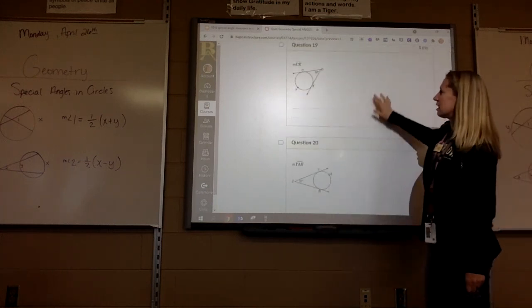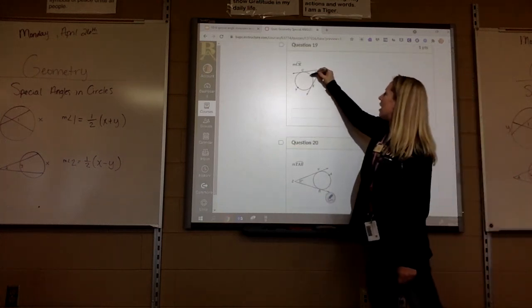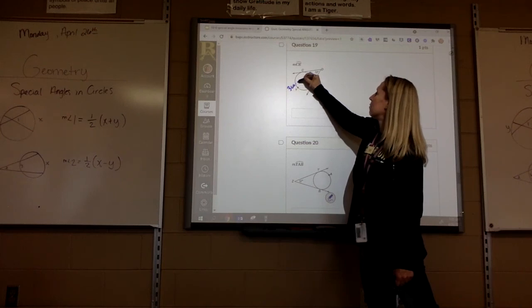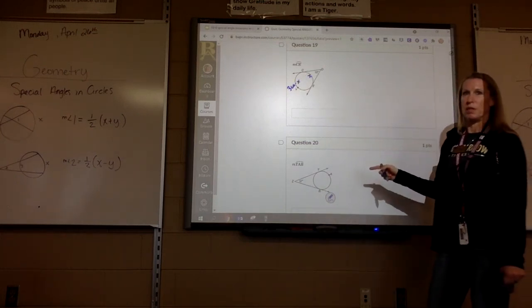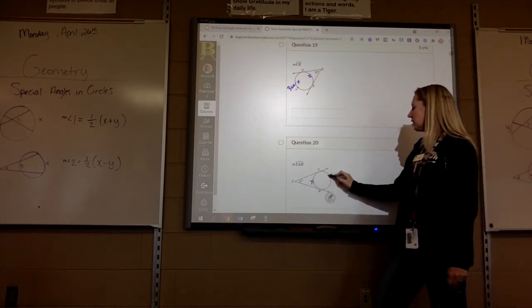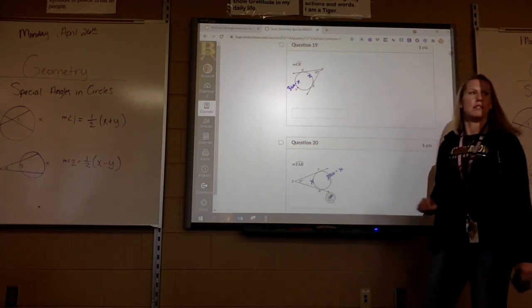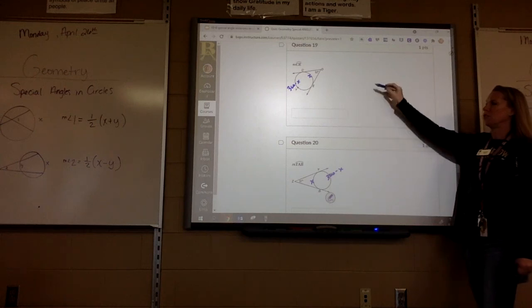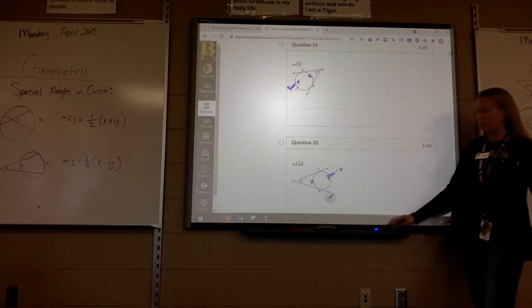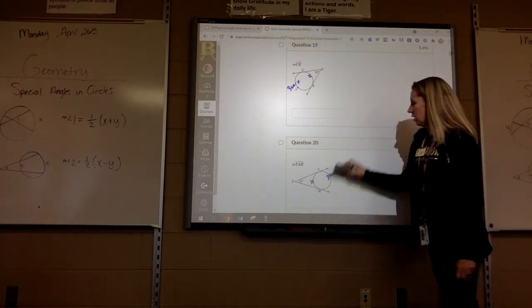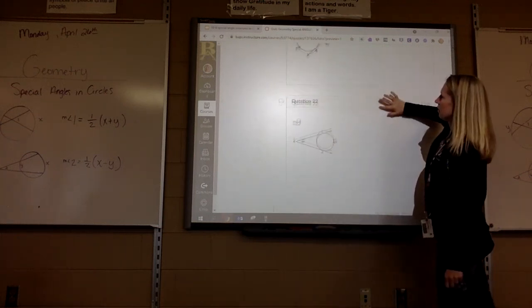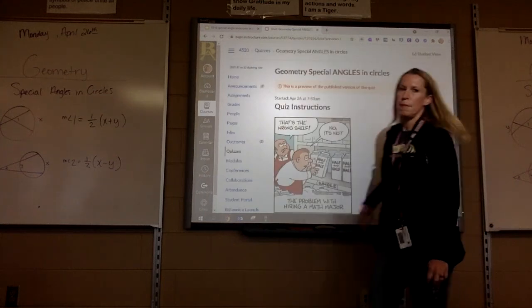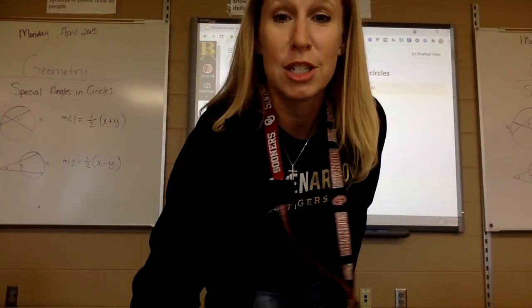Question 19 is another one of those where you're going to have x and 360 minus x. And then question 20 will also be that way, where you're going to have x and 360 minus x. So 19 and 20 are going to be just like 21 and 22. Okay. If you guys have questions, just let me know.